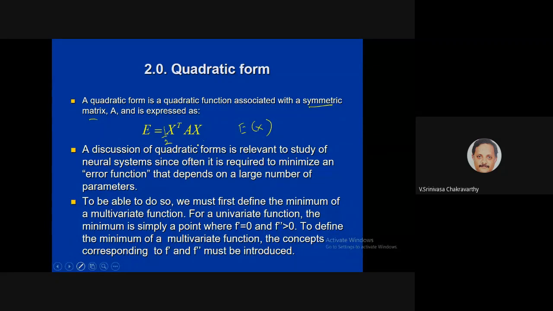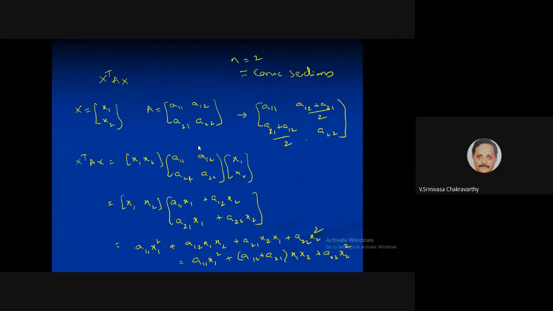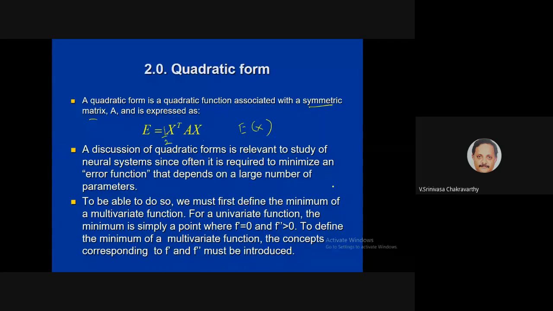So A can be a general square matrix, but we take it to be symmetric because of the reason I explained last time. Even if it is a square matrix that is not symmetric, the expression that you get will be effectively equal to the expression you will get for the symmetric matrix. So therefore, we just take it that quadratic forms are always discussed for square symmetric matrices.